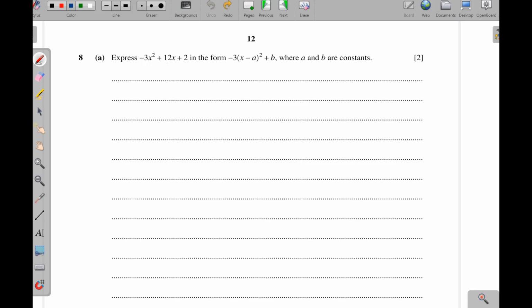Question 8, part A, express this one in this format. This is completed square format. There are two ways we can do this. I can do completing squares directly, or I can expand brackets and then equate coefficients. But let me first deal with completing squares right away. So plus the 12x, then plus 2.